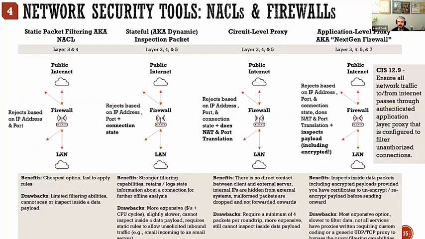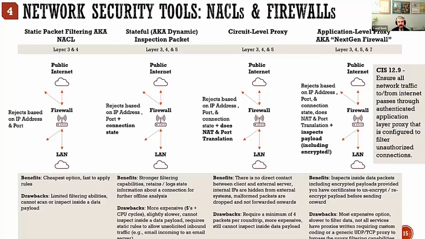All right, so network access control lists and firewalls. There are 4 different types, like I mentioned. So the NACL, or network access control list, is also called static packet filtering, and that is your most basic firewall, if you will. And all that it does is reject traffic based off of allowed or denied IP address plus port combinations.